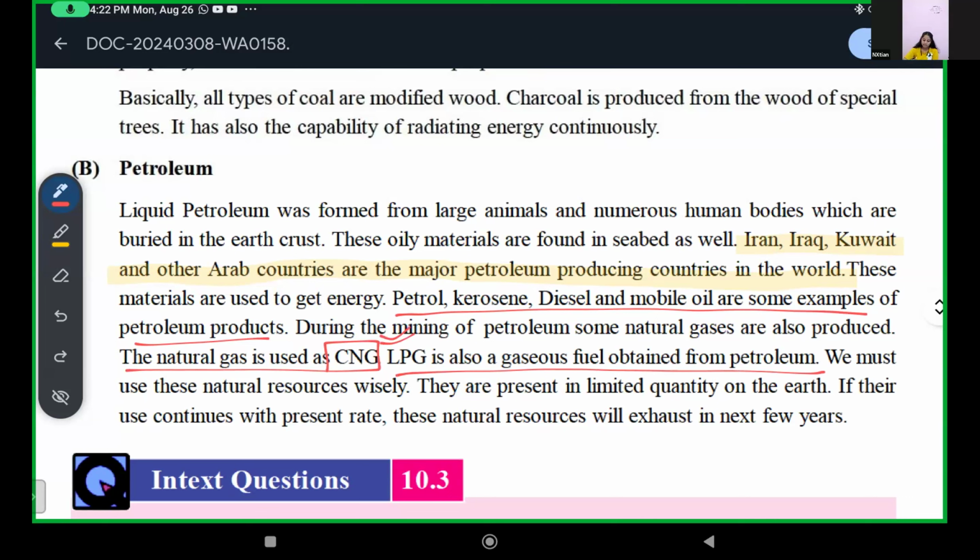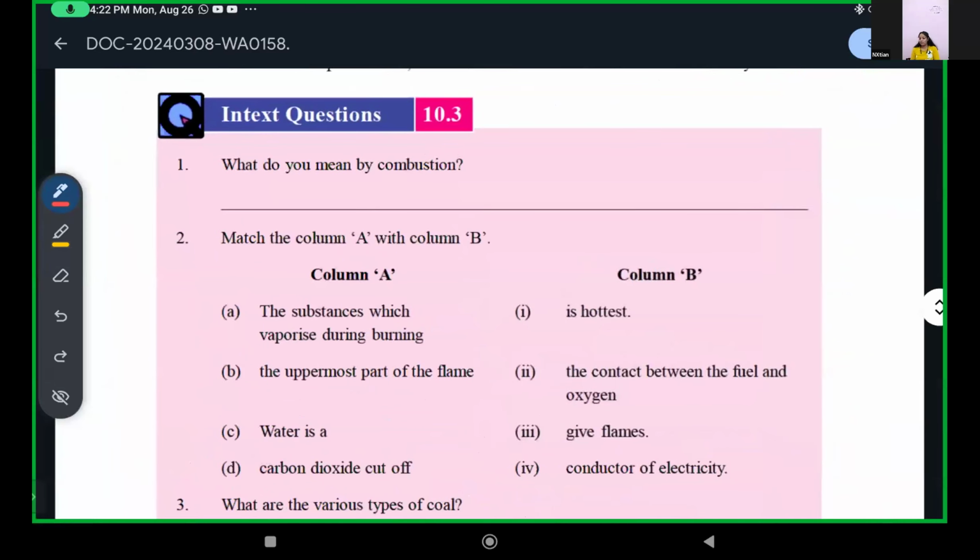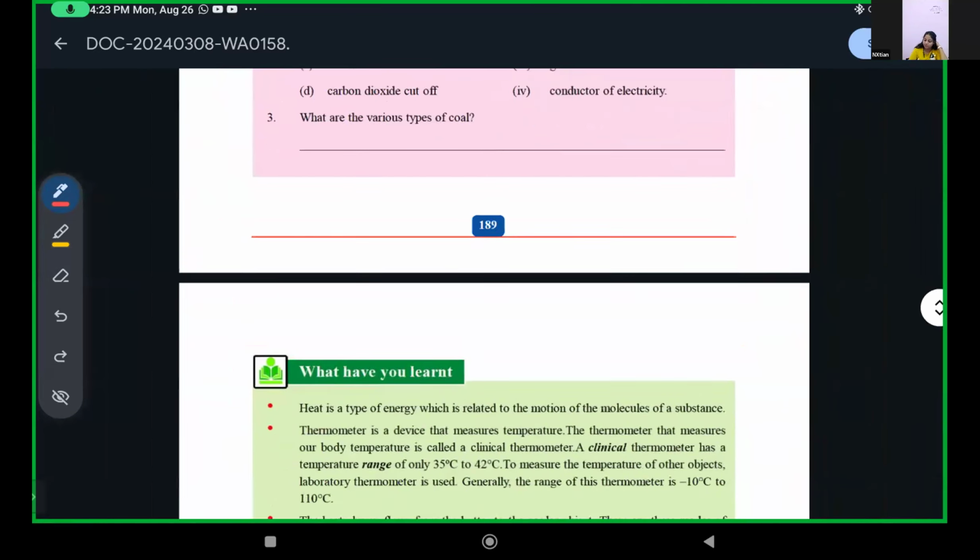All right, then we must use these natural resources wisely. They are present in limited quantity on the earth. If their use continues at the present rate, these will exhaust in the next few years. Like I explained, these are depleting at a very fast speed, so we have to use them wisely. Otherwise, the future generations will be unable to get access to them. So with that we finish this chapter, heat.